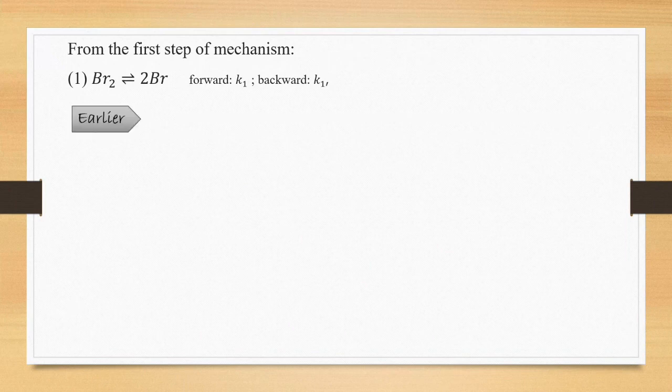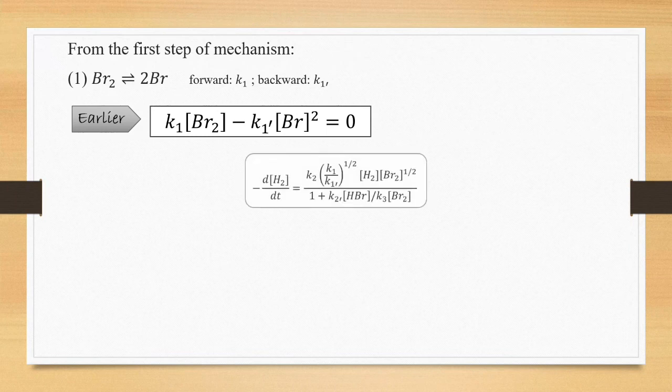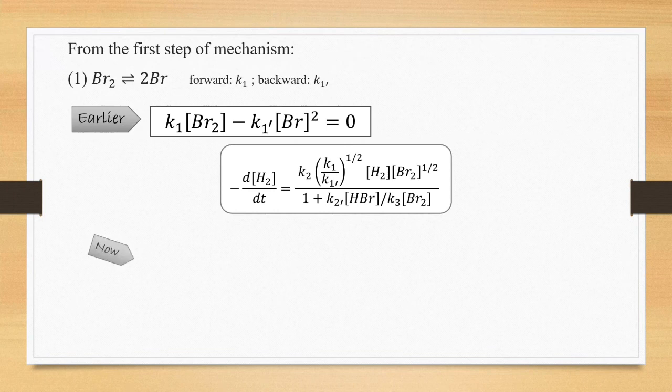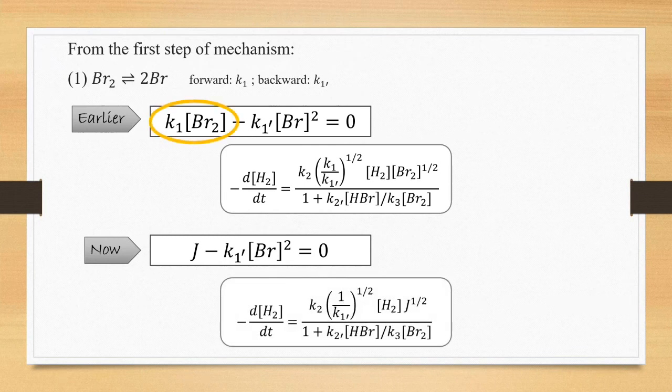So from the first step of the mechanism earlier in the chain reaction mechanism, K1 Br2 minus K1 prime Br power 2 is equal to 0, and we get the rate law as this. And now in the photochemical reaction, J minus K1 prime Br power 2 equals 0. So the rate law of the photochemical reaction equals this. K1 Br2 is replaced by J. So we get the rate law for the photochemical reaction.